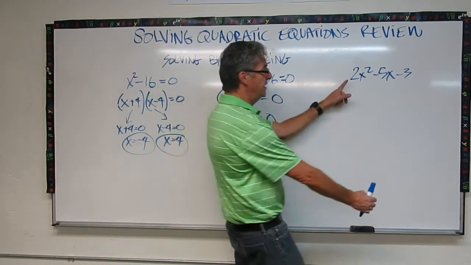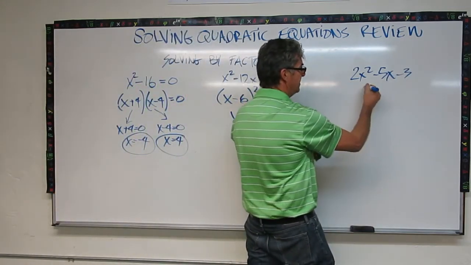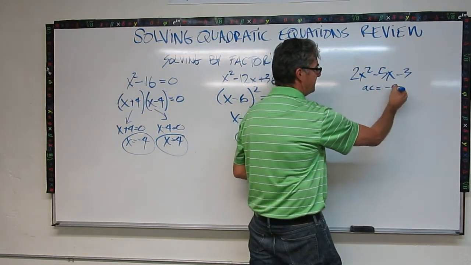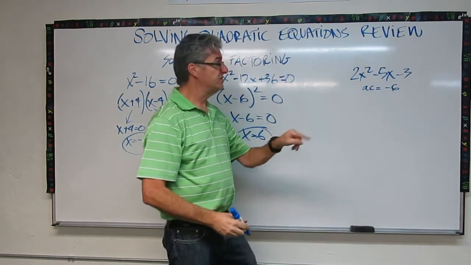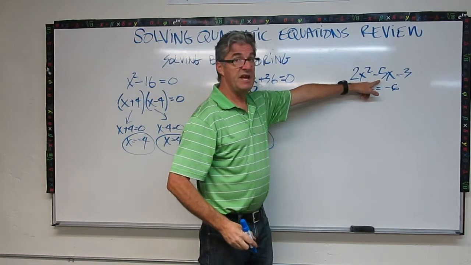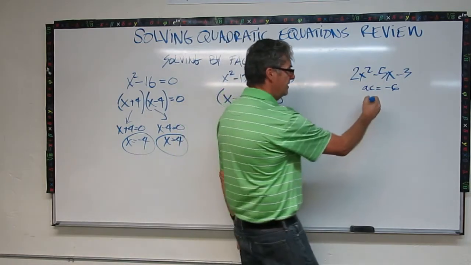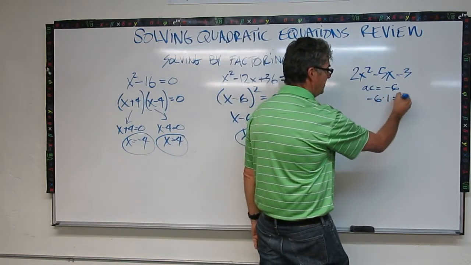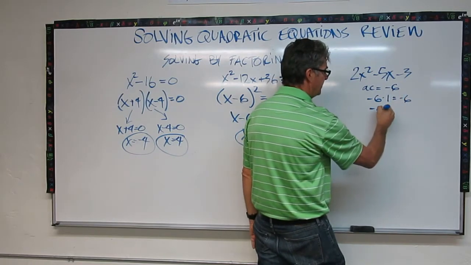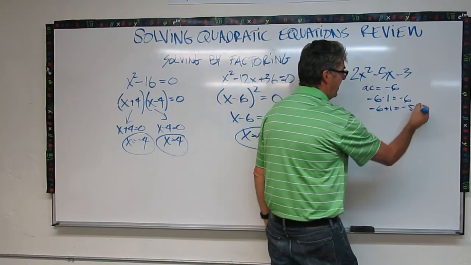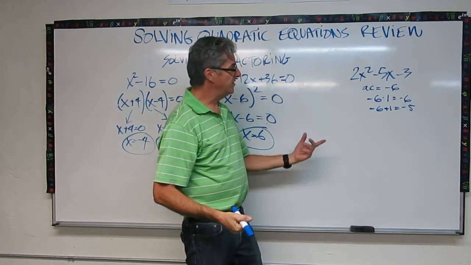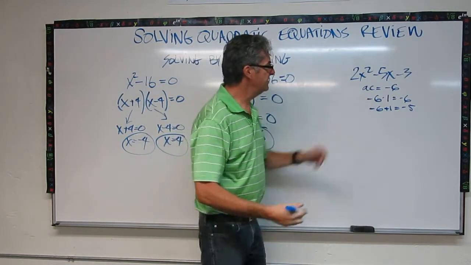So the first step, I multiply my a by my c. So ac equals negative 6. Now I need 2 factors of negative 6 that add up to negative 5. And those are negative 6 times 1, which is negative 6, and negative 6 plus 1, which is negative 5. So there I have it. So I know how I have to split the middle term. It's negative 6 and 1.